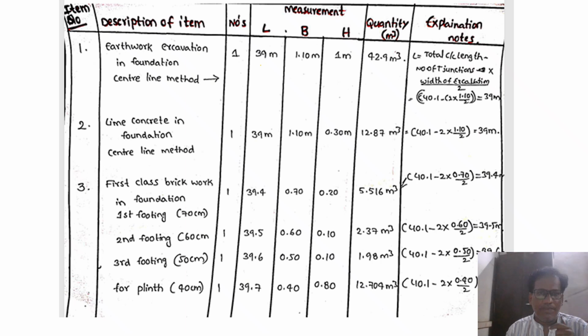You just see now the length. We know the width of the excavation is 1.1, the actual centerline length is 39, and the height of the excavation is 1 meter. The quantity is number into length into breadth into height, which is 42.9 cubic meter. A detailed explanatory note is also added here, which speaks about how to measure the actual centerline length. So you can find all this information.